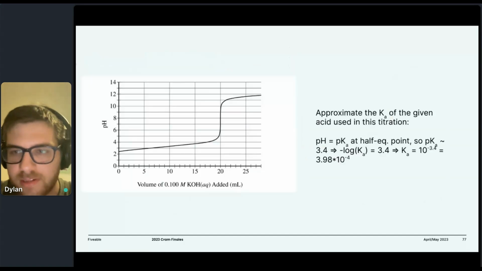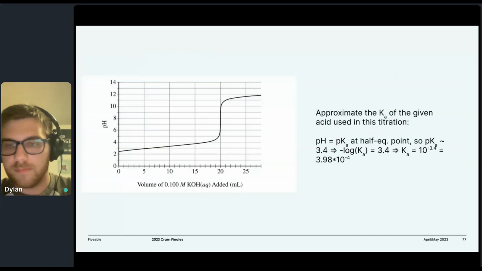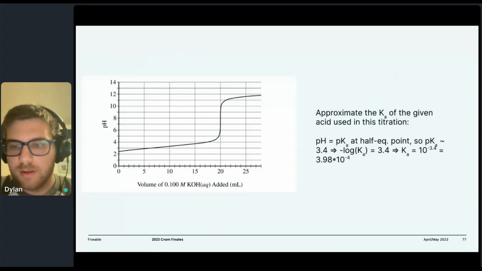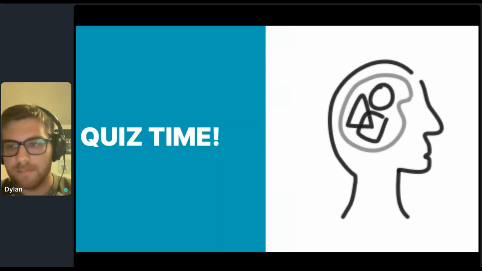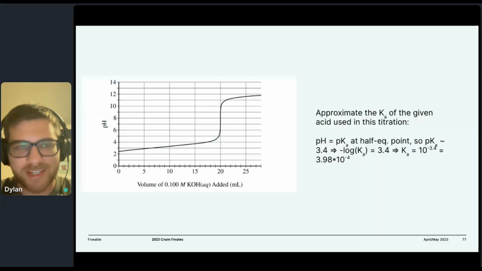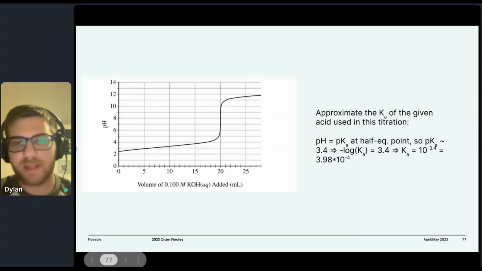All right. So here's a sample problem that's kind of ripped straight from an FRQ. Oh wait, can we go back? Sorry, I have to explain the question. Okay, so in this case, we're asked to approximate the Ka of the given acid.